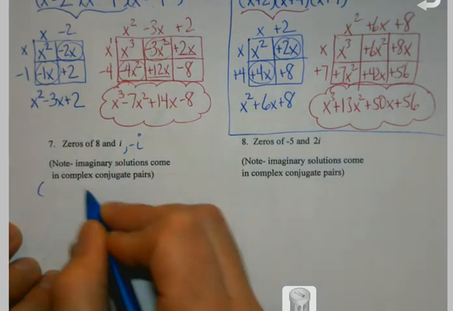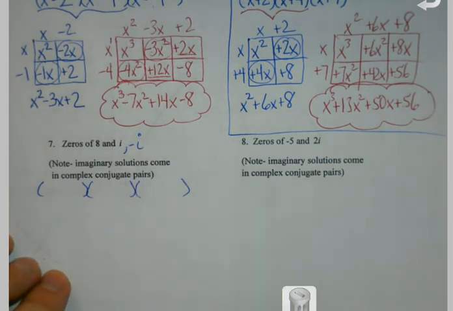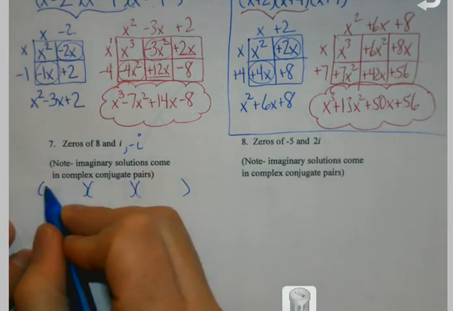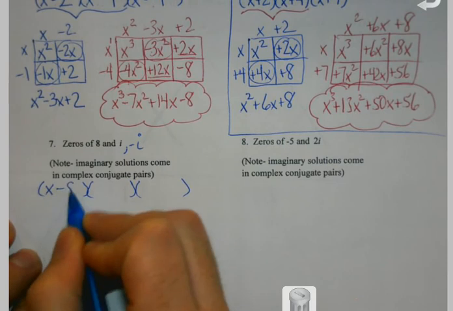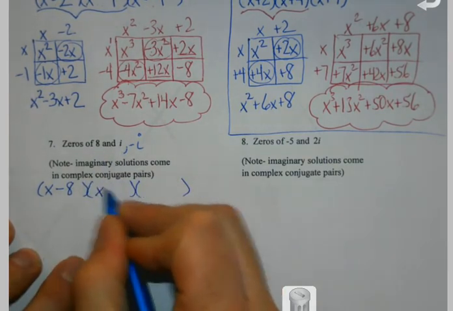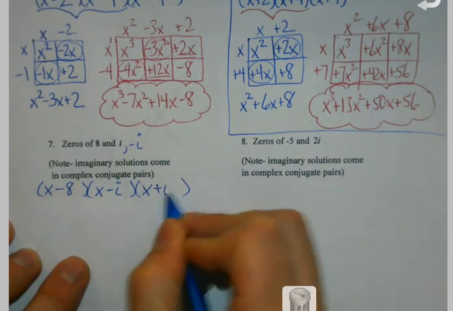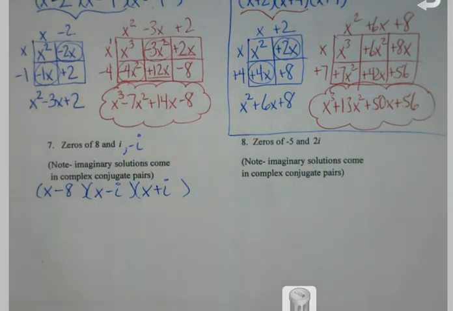So when I go to make my parentheses here, even though I originally only saw 2 values, there's really 3. But I'm still going to do my opposites. So the opposite of positive 8 is negative 8. The opposite of positive i is negative i. And the opposite of negative i is positive i.